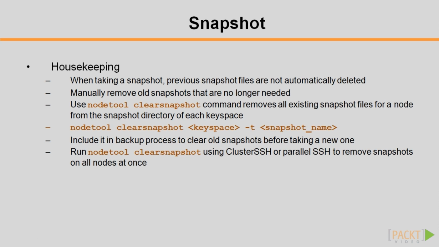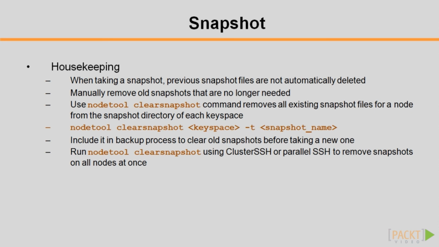As old snapshots are not automatically cleaned up by Cassandra, we need to manually remove them using the nodetool clearsnapshot command. We may specify the keyspace and snapshot to be removed. If no parameter is given, all existing snapshot files for a node will be removed. It's useful to include clearsnapshot in the data backup process to clear old snapshots before taking a new one. Similarly, use the third-party SSH utility to run nodetool clearsnapshot to remove snapshots in an entire cluster.